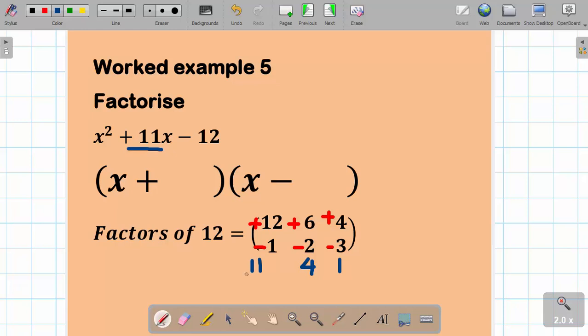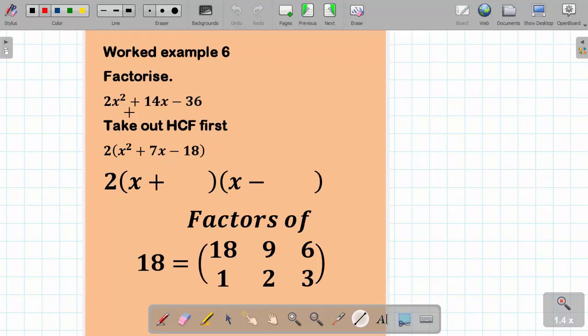So meaning that my pair is going to be plus 12 minus 1. That's why I'm going to put here plus 12 and then minus 1. So this is my answer. So in other words, when I factorize x squared plus 11x minus 12, I must get, open brackets, x plus 12, into another brackets, x minus 1. I hope we are together. Do you want another example? Let's check it out.